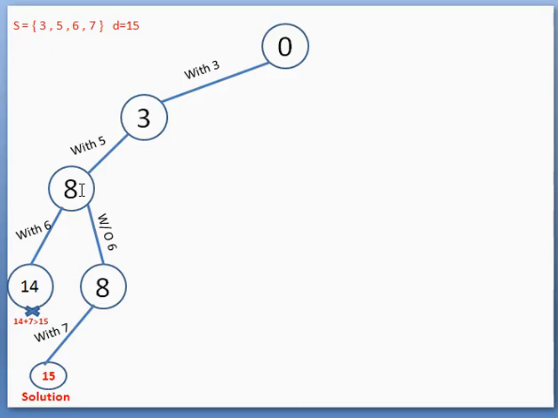So now what I will do is, using inclusion and exclusion of the given numbers using backtracking, I will try to find if there is any other possible solution. So after this solution, again I will exclude 7. If I exclude 7, this is 8. Again backtrack by removing 6.